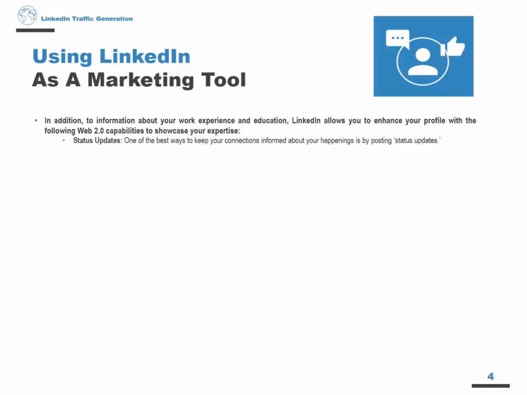Status updates. One of the best ways to keep your connections informed about your happenings is by posting status updates. Status updates are brief statements that you feel your connections will find useful. In addition, they can include links to related content on your website or third-party websites. To appear active in the LinkedIn community, post useful and actionable status updates on a regular basis.